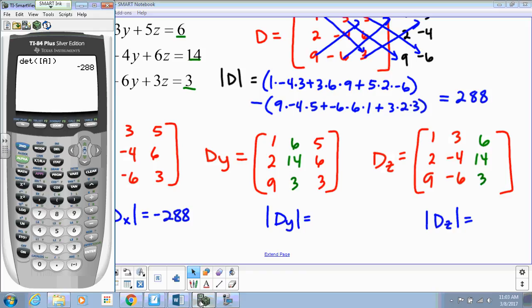Second mode. There you go. Okay, and now do the same thing for dy and dz. I'm going to keep editing matrix A, and I just retype it in, so I don't try to switch columns, because then I might get confused. I go back to my home screen. This is just to save you some time and effort.